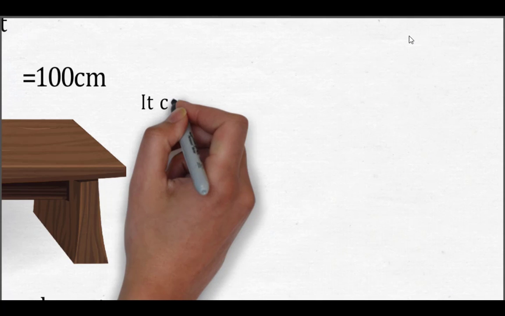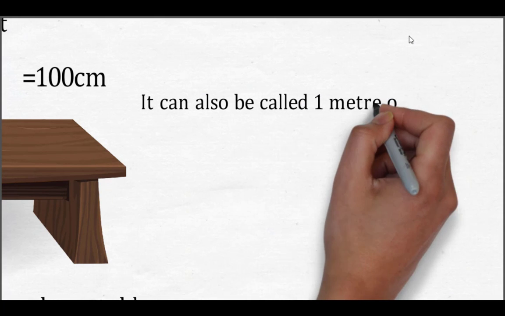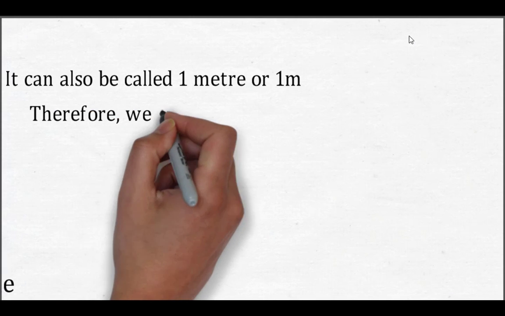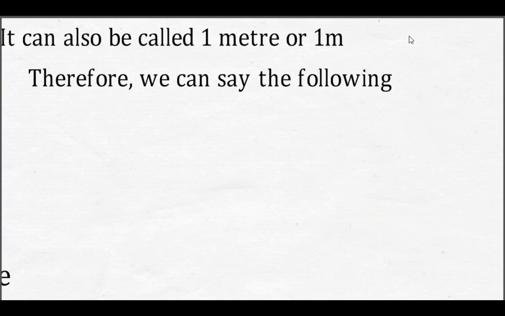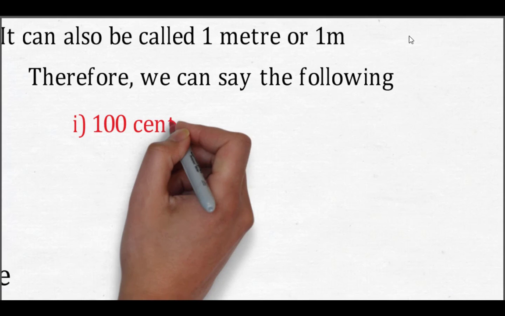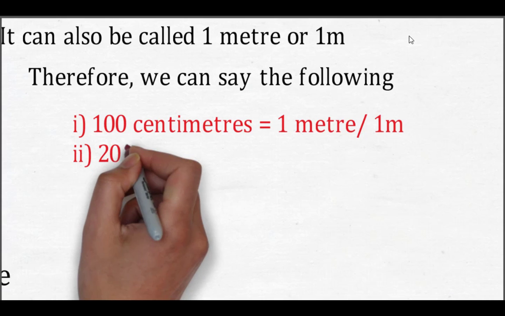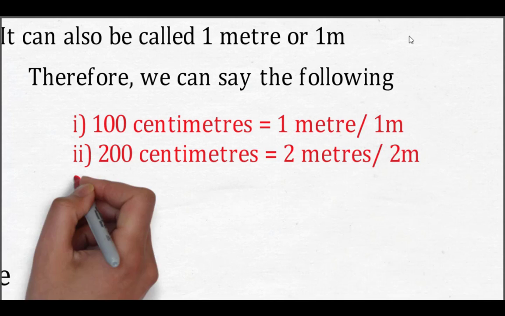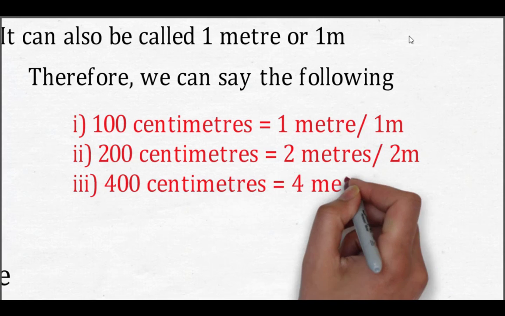Okay, now instead of writing 100 centimeter, you can also call it 1 meter, which means that 100 centimeter is equal to 1 meter, is it not? So you understand the relationship, is it not? 100 centimeter is equal to 1 meter. So if 100 centimeter is equal to 1 meter, then it will follow 200 centimeters will be equal to 2 meters. Very easy, isn't it? Then 400 centimeters will be equal to what? Yes, 4 meters. Do you understand?